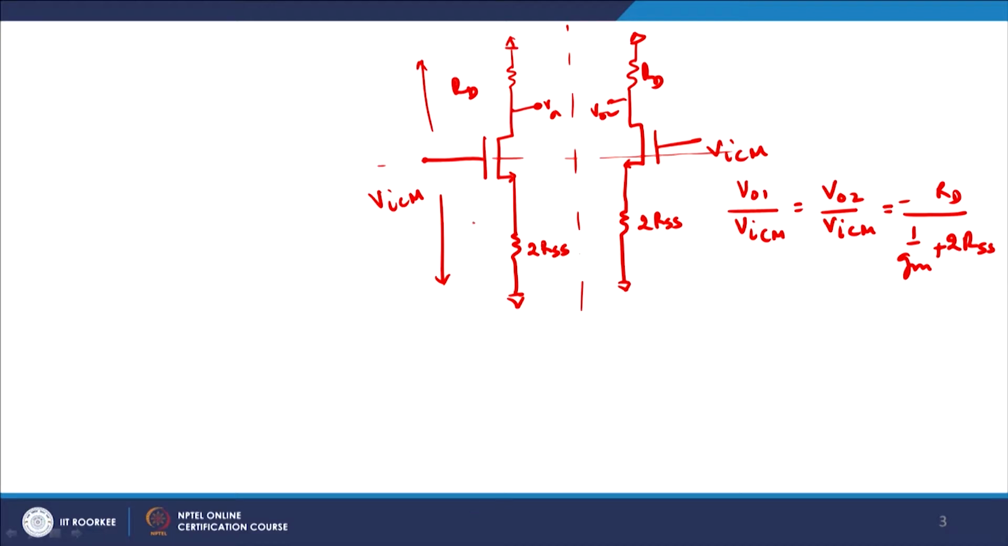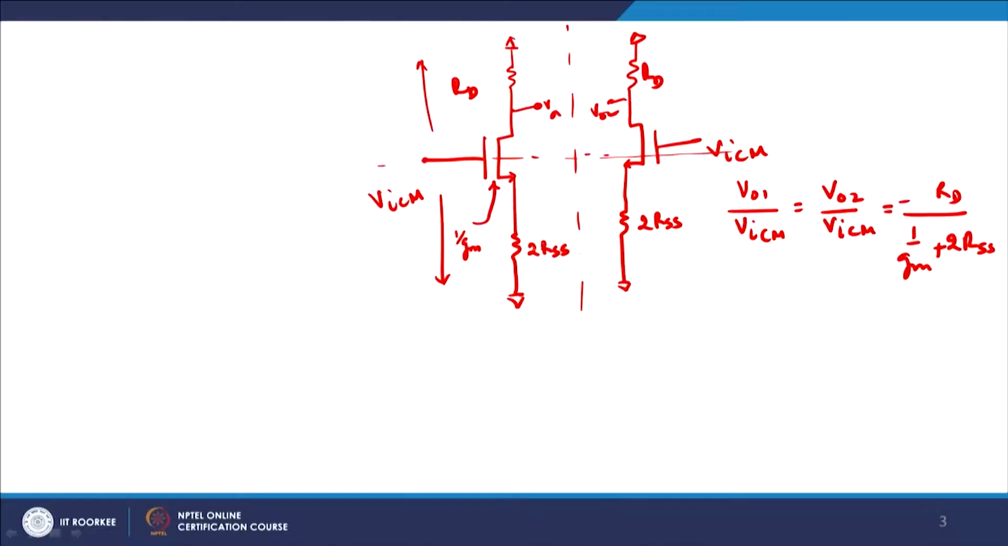So, when you go from this side to this side, you just check how much resistance is being offered in the line below this dotted line. It is 1 by Gm, because when you look from the source side into the MOS device, the resistance offered is 1 by Gm, and in series with that is 2 RSS. So, the denominator is therefore 1 by Gm plus 2 RSS, and from the top, if you come from VDD, which is grounded here, I get RD as my output. So, I get minus RD upon 1 by Gm plus 2 RSS as my value.